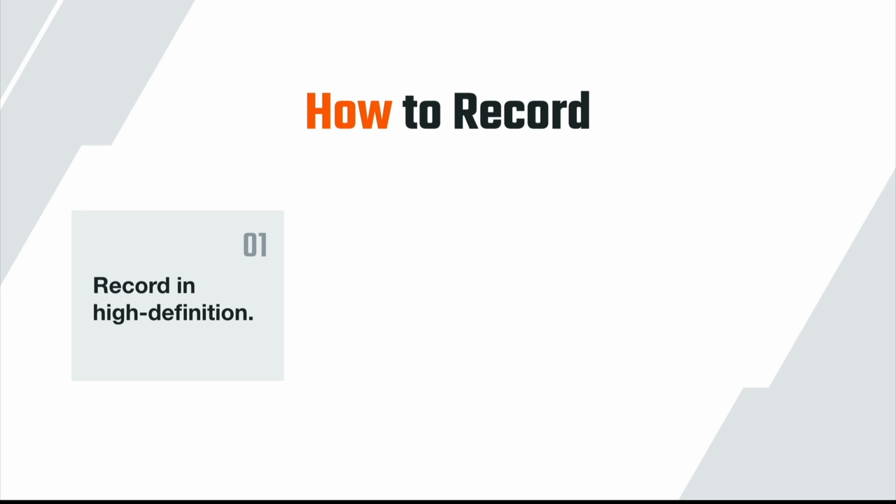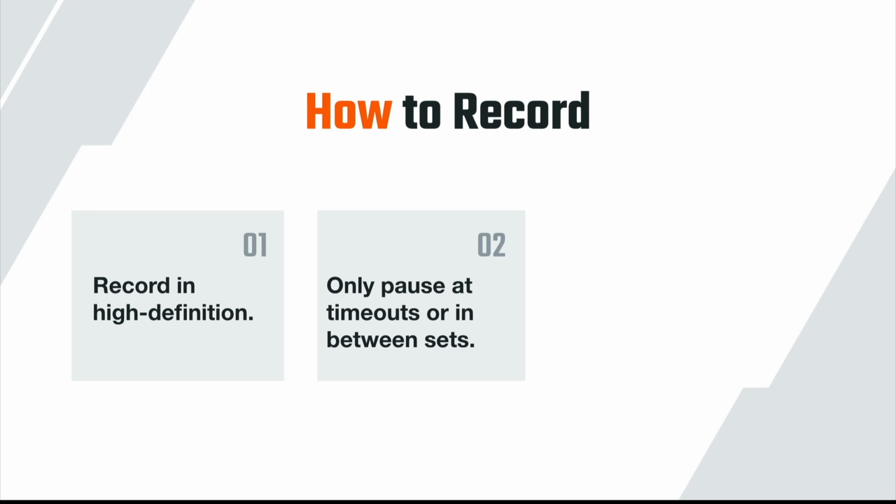If you're using a camera to record, set it to record in high definition to get the best quality film. And no need to stop and start the recording every time the ref blows the whistle or between points. It can take away from the flow of the game, and it leaves room for the recording to miss key parts of the game. Also, you want your game to be recorded as one video, so pausing between sets rather than stopping ensures your game will upload as one video.